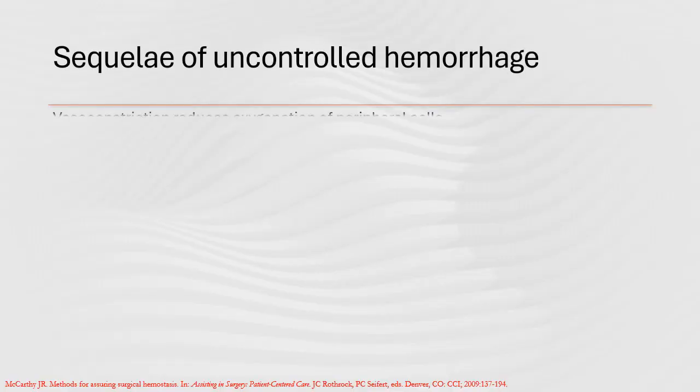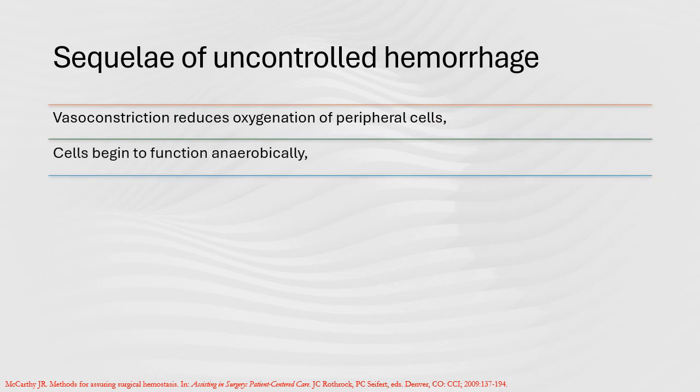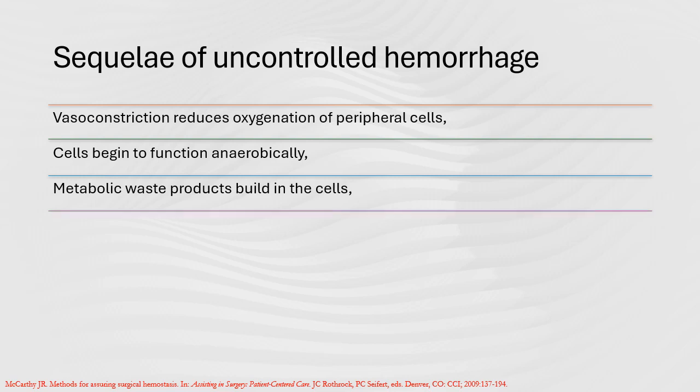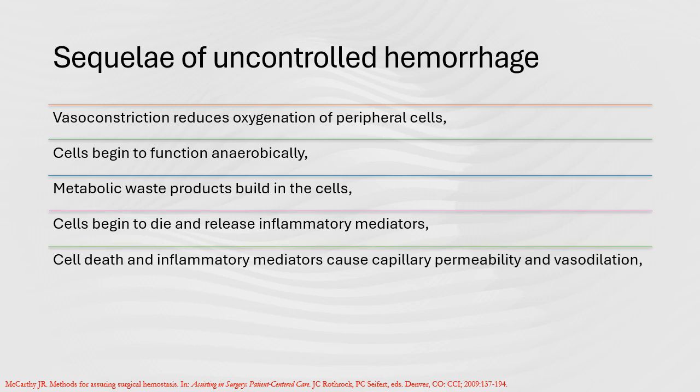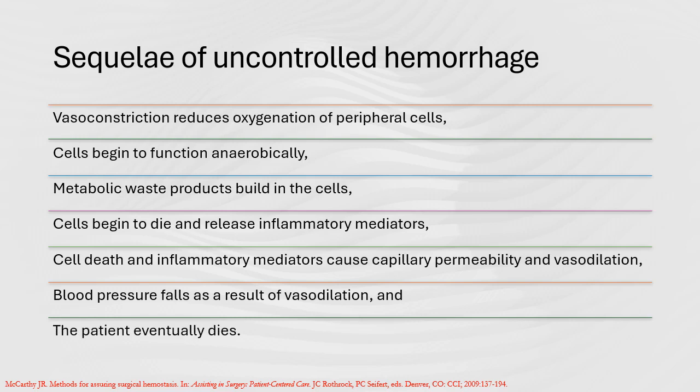However, if blood loss is not stopped and volume replaced, compensatory mechanisms eventually fail when the following events occur. Like it's already been discussed, vasoconstriction reduces oxygenation of the peripheral cells, and the oxygen deprived peripheral cells begin to function anaerobically, and the metabolic waste products begin to build up in the cells. The cells begin to die and release inflammatory mediators. This cell death and inflammatory mediators cause capillary permeability and vasodilation, and the blood pressure falls as a result of vasodilation, and the patient eventually dies.